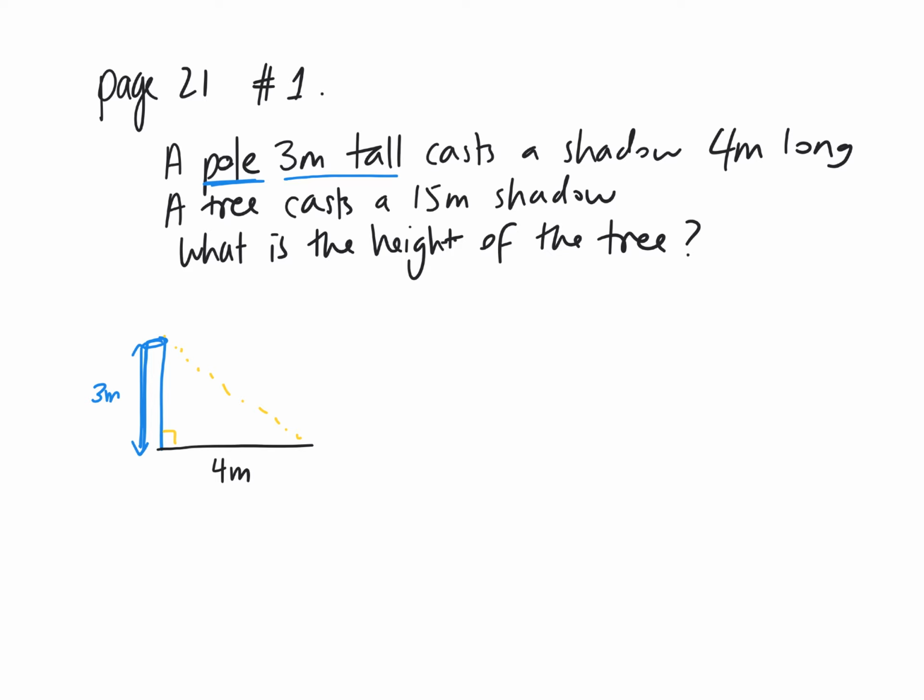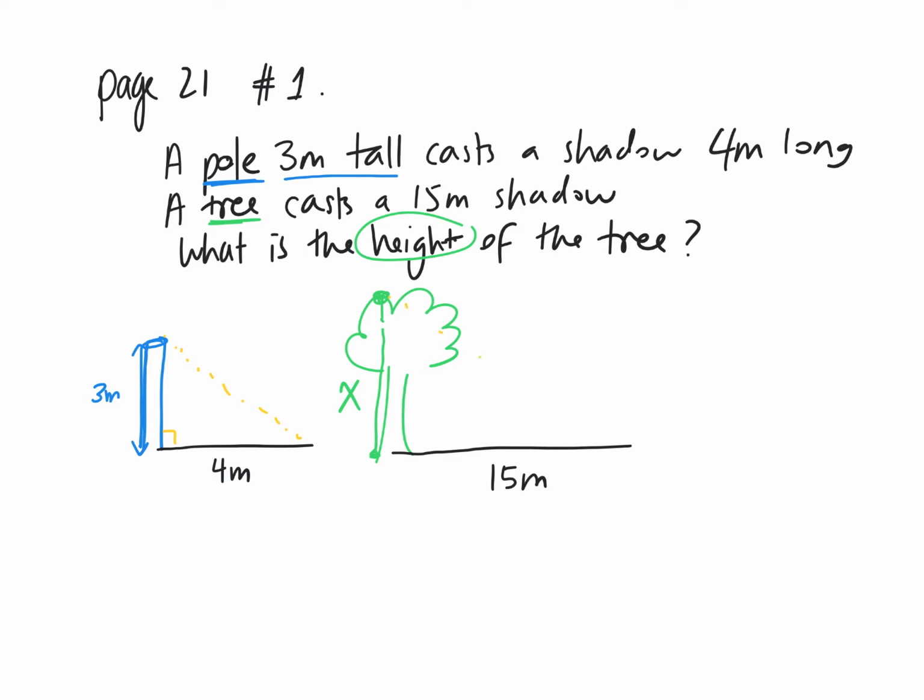Then there is a tree. So I'm going to draw a tree. That casts a shadow that is 15 meters long. We need to figure out the height of the tree. So I'm going to call this from here to here X, and again, we can imagine that it's a right angle triangle.